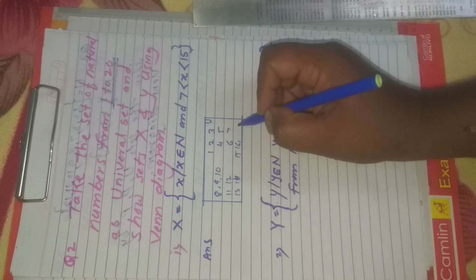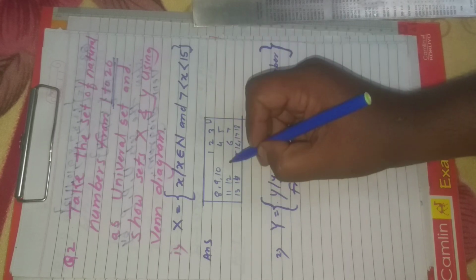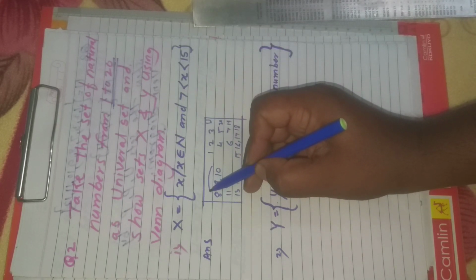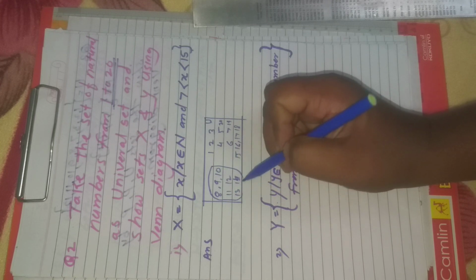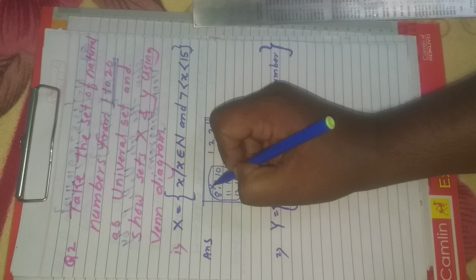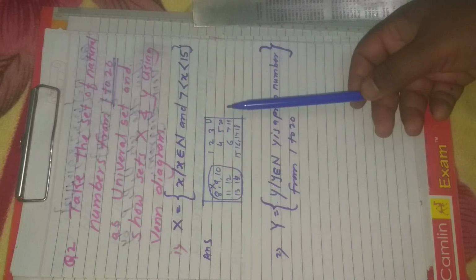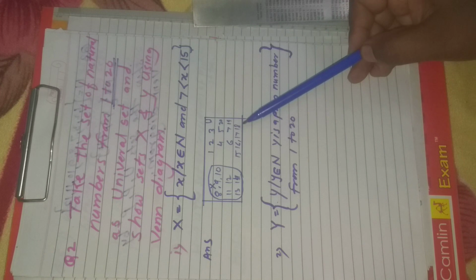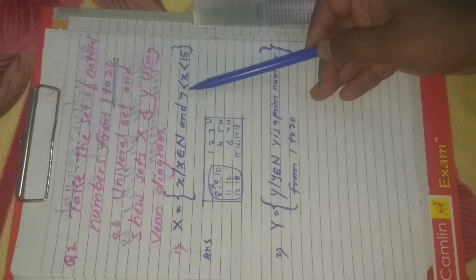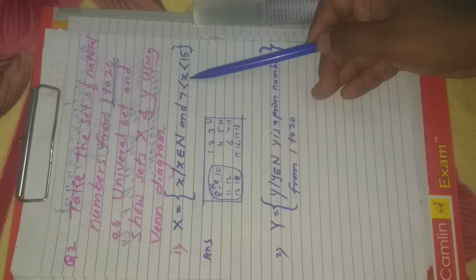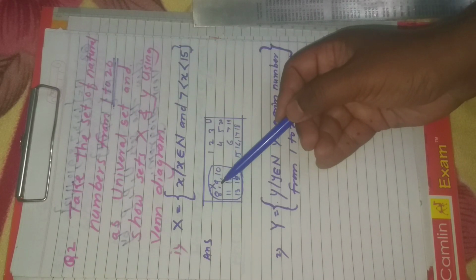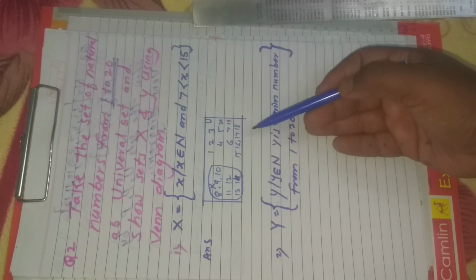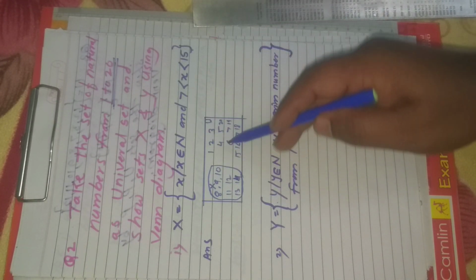Then 15, 16, 17, 18, 19 and 20. We can put these on another side and draw a circle and name it X. That means set X is inside the universal set, and the universal set has all 20 natural numbers from 1 to 20. But X contains only numbers bigger than 7 and smaller than 15. That's why 8, 9, 10, 11, 12, 13 and 14 are written separately inside X, and the other elements present in the universal set are written separately.